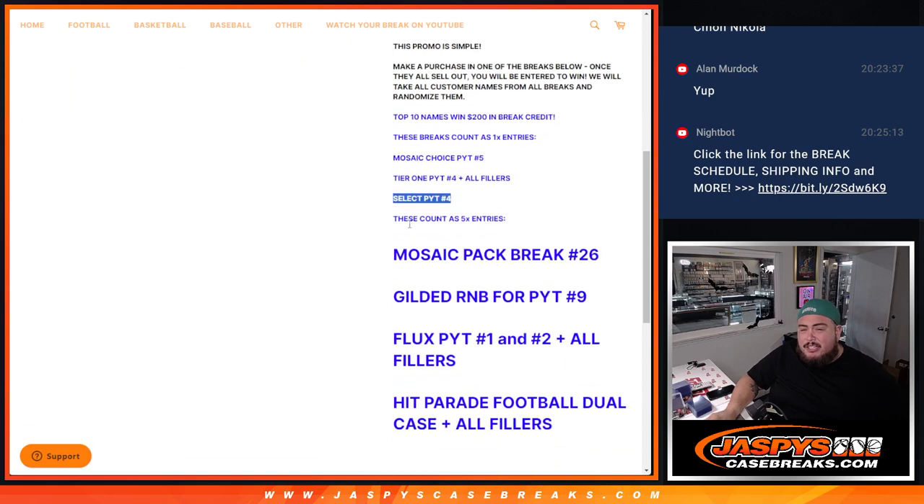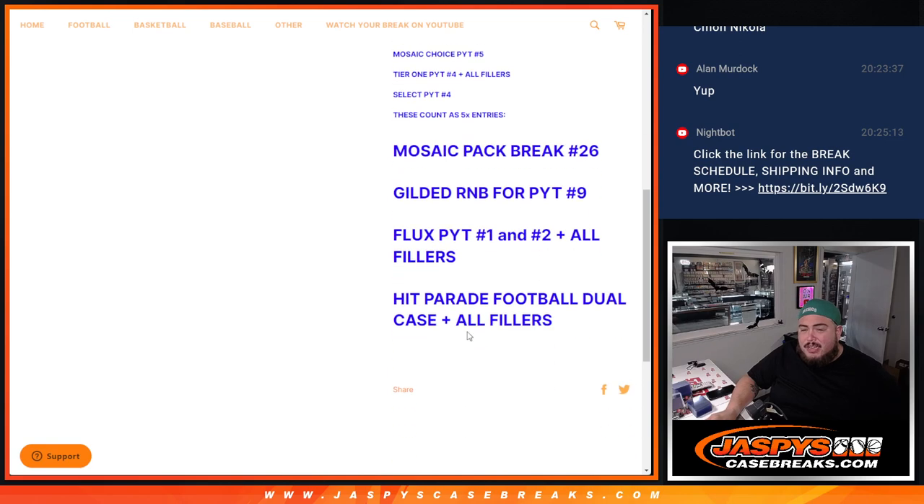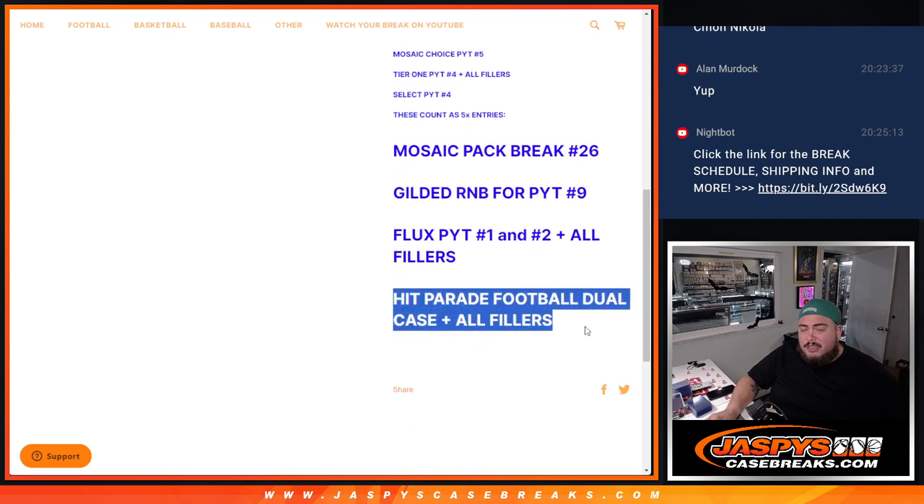But these breaks got you 5 times the entries: a Mosaic pack break number 26 for the Bowman Chrome University football break. Remember, it was only the pack customers. Gilded plus Gilded R&B only. Flux Pikachu 1 and 2 plus the fillers that we needed to sell at the break. And the Hit Parade football dual caser plus any fillers.